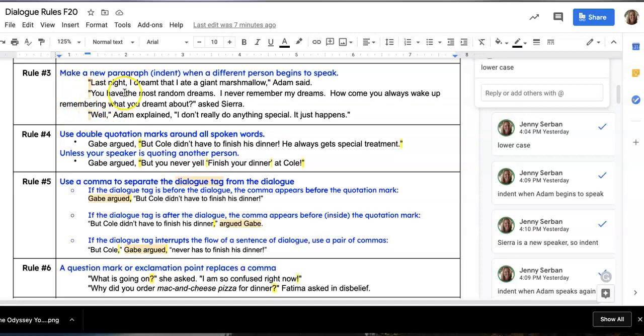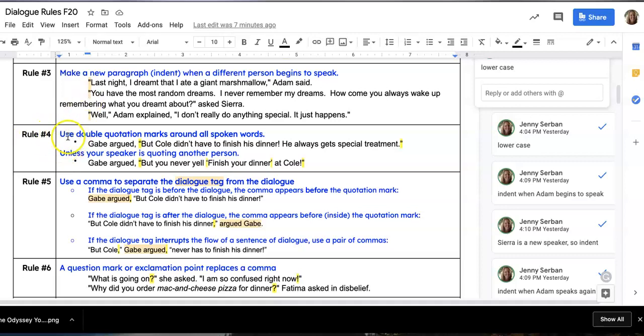Notice that this one with Sierra, it goes all the way to the end, and then the next part is not indented because that's still Sierra who's speaking. You don't indent during the entire time Sierra is speaking, only when she begins to speak. And same thing with Adam. I'll show you what this looks like in a larger piece so that you can understand that even better.